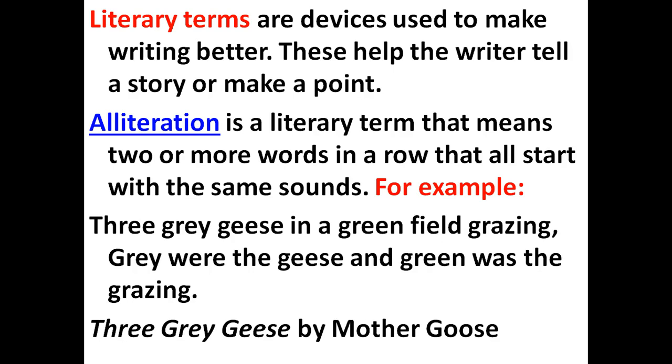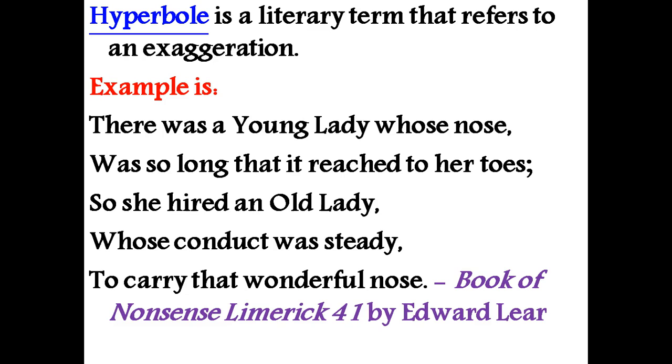Alliteration is a literary term that means two or more words in a row that all start with the same sound. For example, three grey geese in a green field grazing. Grey were the geese and green was the grazing. Three grey geese by Mother Goose. This is a reference from where the example is being taken.